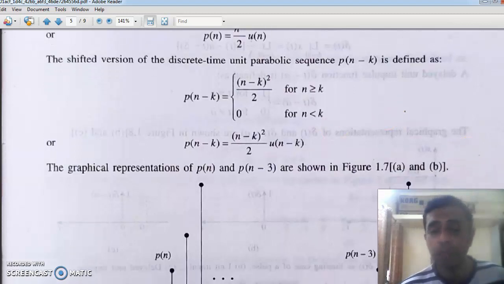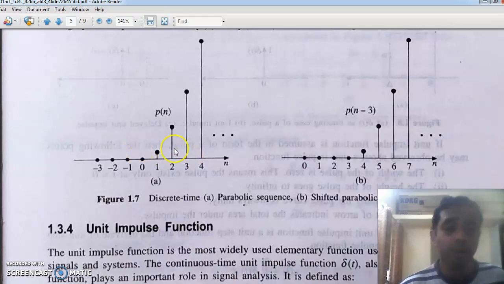Now we will see the pictorial representation. This is my p of n, that rises quadratically. At 0, it is n square by 2. We'll take an example. The function is actually n square by 2. For n is equal to 0, 0 square by 2 is 0. Then for n is equal to 1, that is 1 by 2, that is 0.5. At n is equal to 2, 2 square is 4, 4 by 2 is 2, that is here height is 2. What about n is equal to 3? 3 square divided by 2. 3 square is 9, 9 divided by 2 is 4.5. So it goes like that. It's totally different from the ramp function.